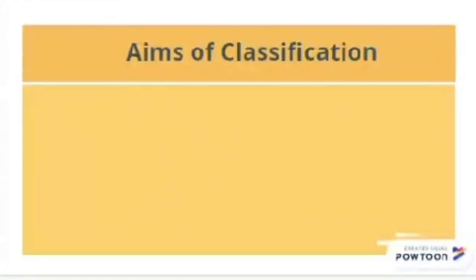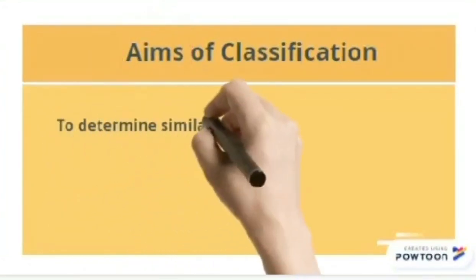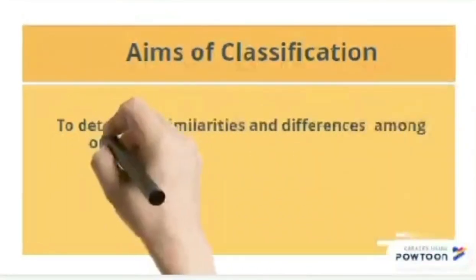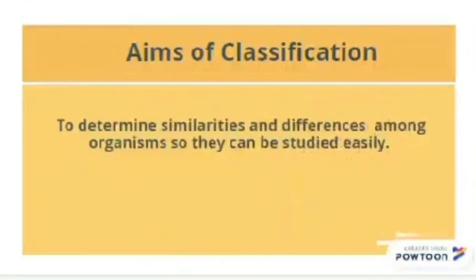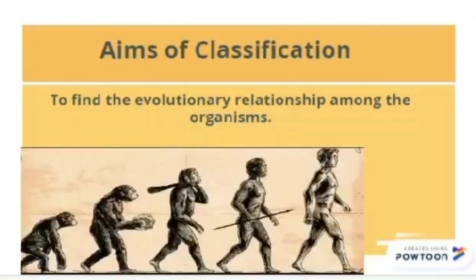Now we are going to see what are the aims of classification. Aims mean purpose. The very first aim is to determine the similarities and differences among the organisms so they can be studied easily. It means to find out the similar organisms, as they are kept in the same group. The second aim is to find the evolutionary relationship among the organisms. We usually hear that humans evolved from chimpanzees. It will be more accurate to say that humans and chimpanzees have a common evolutionary history and relationship.